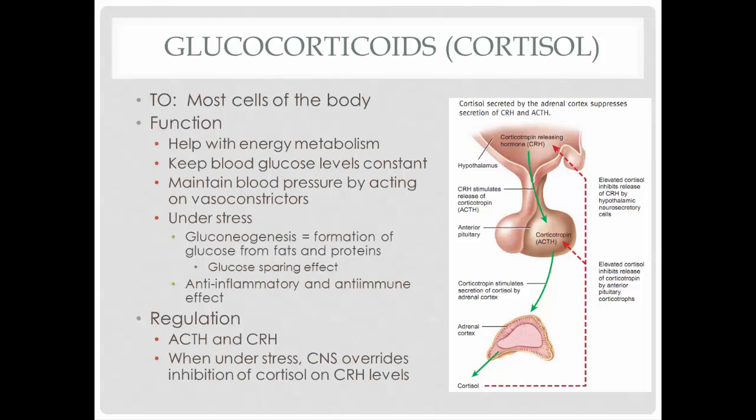Now, the glucocorticoids include cortisol, but also some other things like hydrocortisone, cortisone, corticosterone. Those are all considered glucocorticoids, but it's only cortisol that's secreted in significant amounts in humans, so that's the one we'll concentrate on here. Now, the target organ for cortisol is most cells of the body. Its function is to help in energy metabolism because it keeps blood glucose levels constant, and it helps maintain blood pressure by acting as a vasoconstrictor.